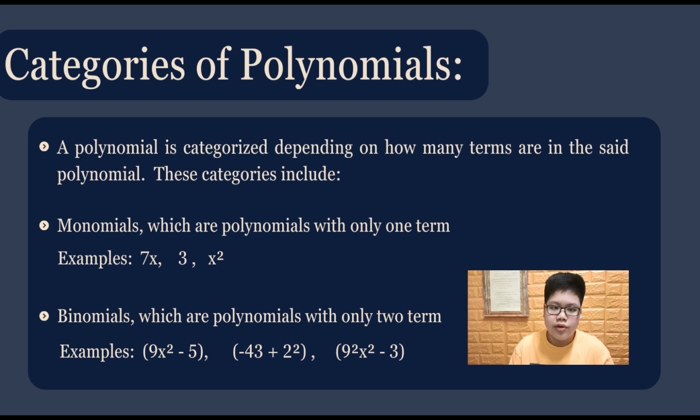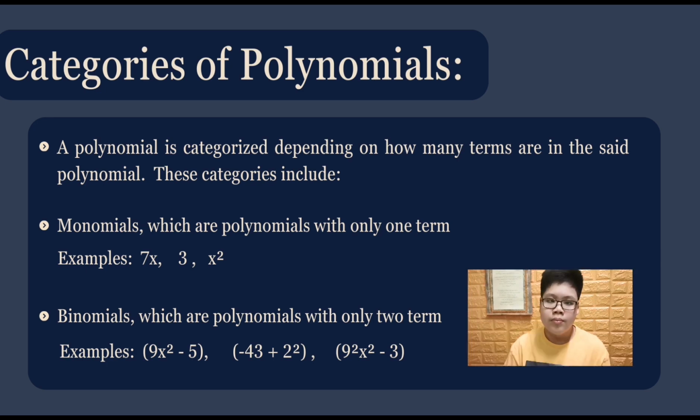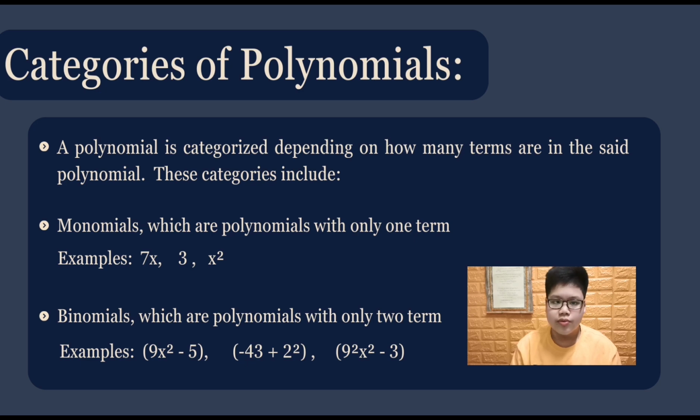Polynomials are separated into categories depending on the number of terms they have. These include monomials, which only have one term. Examples: 7x, 3, and x squared. Binomials, which only have two terms. Examples: 9x squared minus 5, -43 plus 2 squared, and 9 squared x squared minus 3.